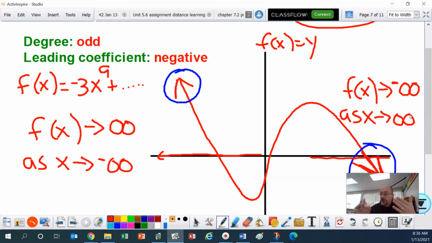So you see how things changed when we have an odd degree but a negative coefficient. Okay, it flipped from the last one. Okay, let's keep going. We got 2 more scenarios. Trying to make this video as short as I can.